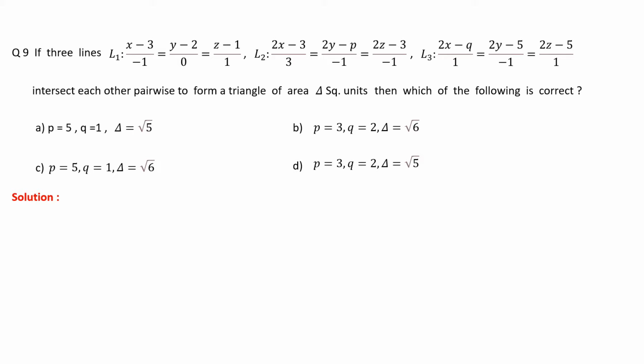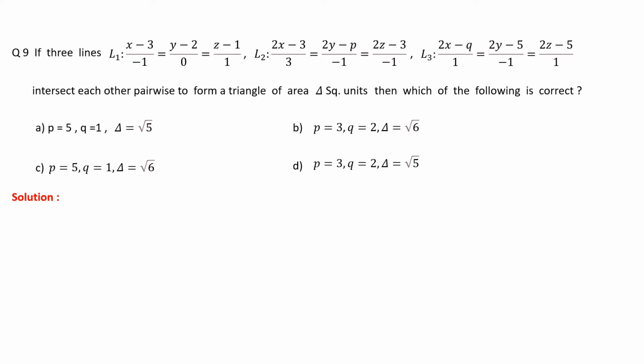Now students, as you can see, this is a problem from the topic of three-dimensional geometry. In this question, there are 3 lines L1, L2, L3 which are given to us, and they are intersecting each other pairwise to form a triangle of area delta. And in this question, we have to find the values of 2 unknowns P and Q as well as the area of this triangle, which is going to be formed when these 3 lines L1, L2, L3 will be intersecting each other pairwise.